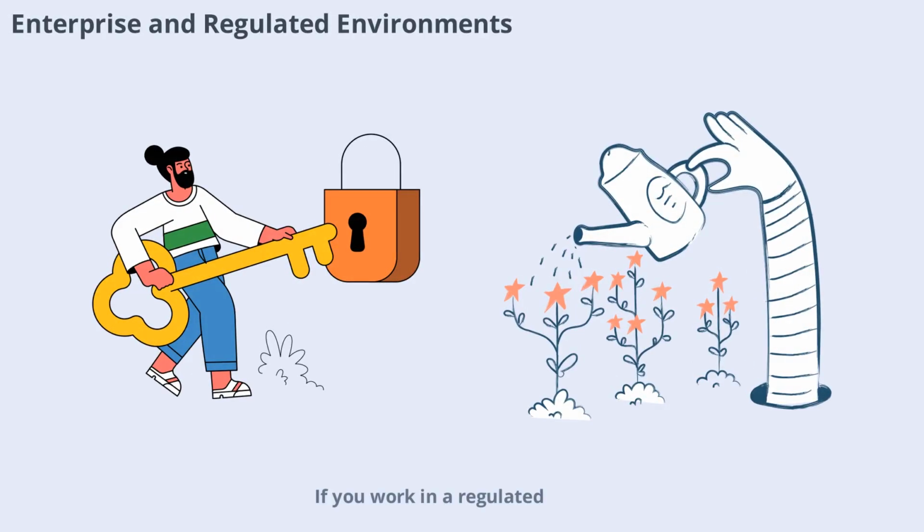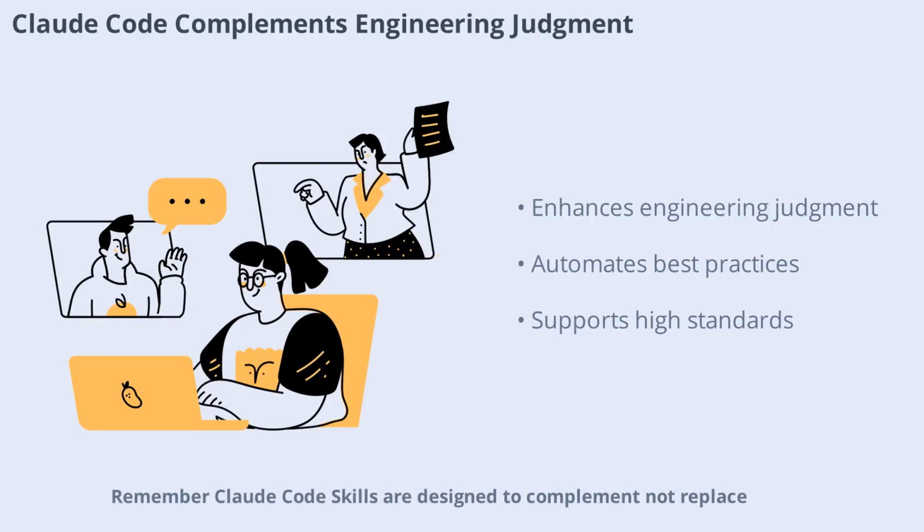If you work in a regulated or enterprise environment with restricted production access, make the trio of differential review, static analysis, and variant analysis a hard gate before any deployment. This compensates for the inability to run code in the target environment, giving you code-level confidence and reducing the risk of incidents. Remember, Claude Code skills are designed to complement, not replace, your engineering judgment. They provide structure, automation, and deep analysis, but your expertise is still essential. Use these tools to enhance your workflow, catch issues early, and maintain high standards in your Java projects.